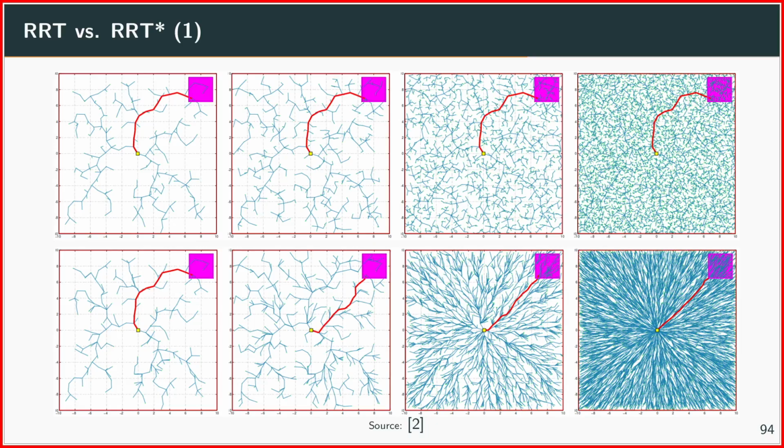But this is basically the basic idea, and it was a very powerful idea, because with this one you can actually prove that you reach the global optimal solution, and not only a local optimal solution, and not only a feasible path, but you will actually improve this path over time if you let it run indefinitely.